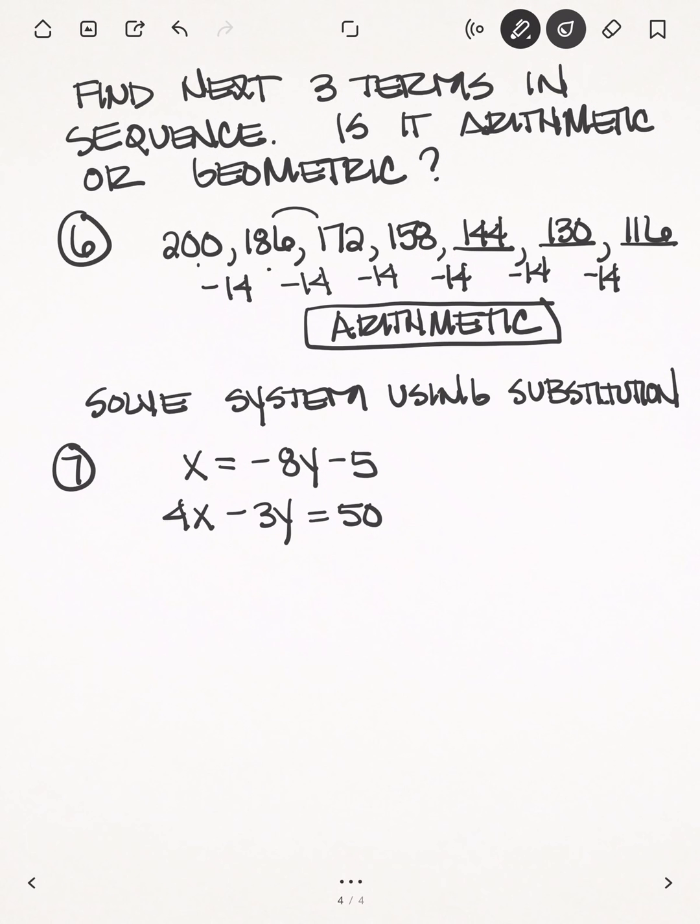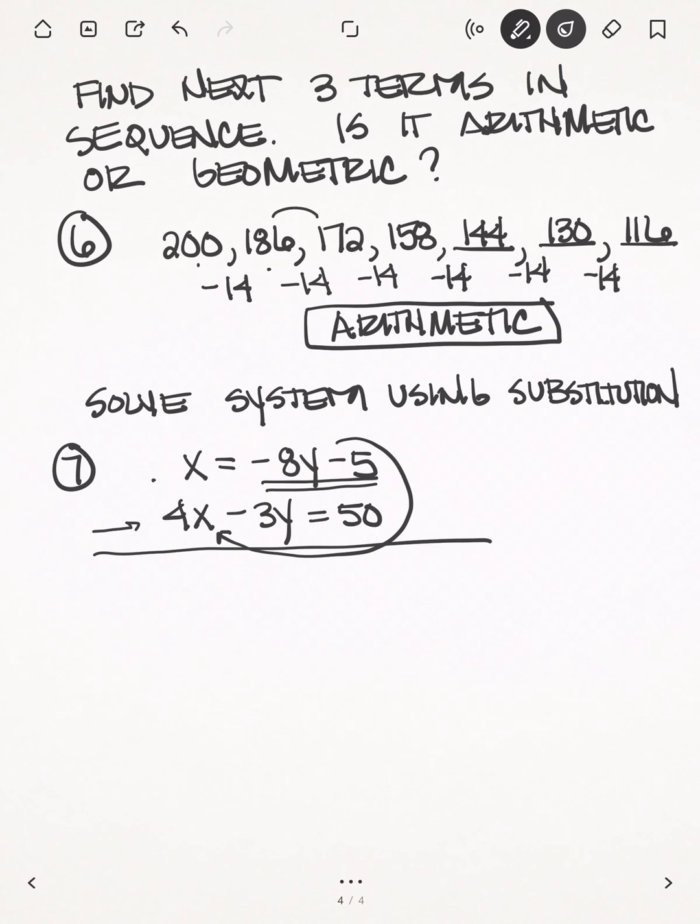Now the reason why they're telling us to use substitution on this one is this variable is already solved by itself. So since x equals all of this, we're going to take all of this and we're going to substitute it into the x in the other equation. And that will combine our two equations together. So what's our new equation?